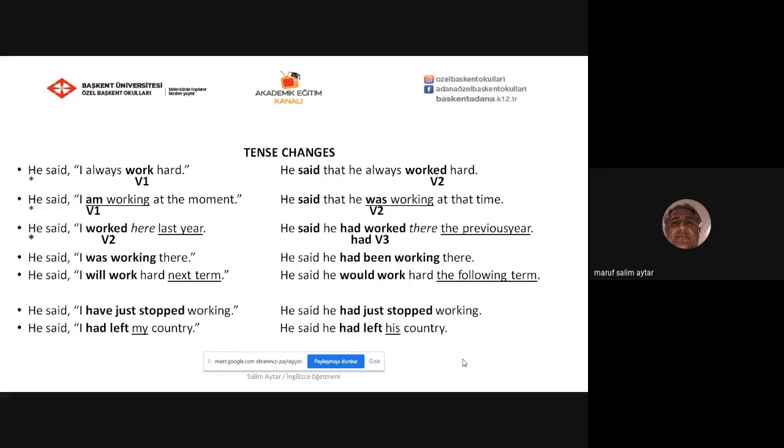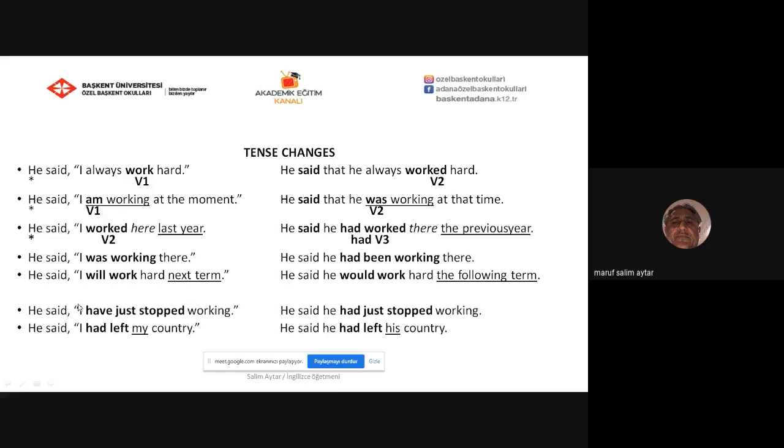See the tense changes when the reporting verb is in the past. See, work here becomes worked. Am here becomes was. So am working becomes was working. Worked becomes had, verb 3, had worked. All verb 2 become had verb 3 when the reporting verb is past. So worked becomes had worked. Was working. Was is a verb too in itself. So what is the had verb 3 form of was? Had been. So was working becomes had been working.